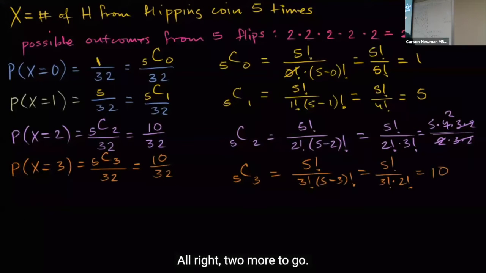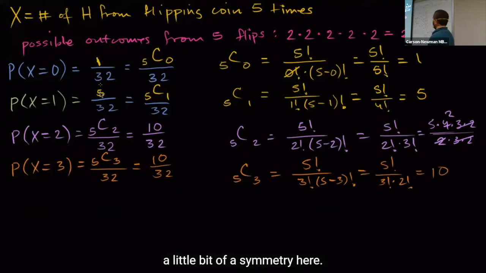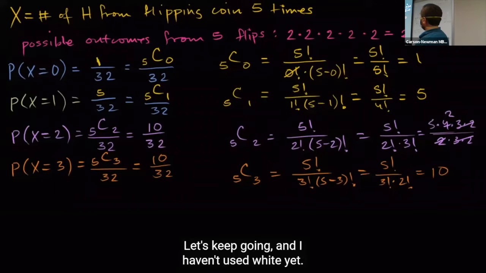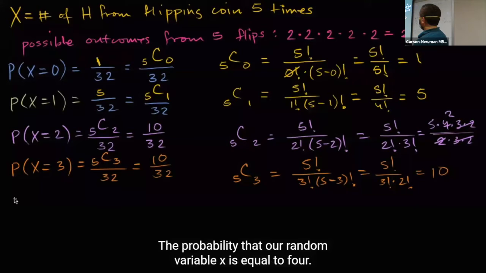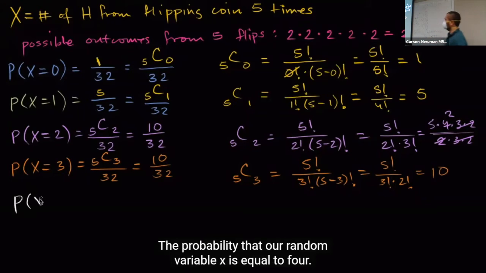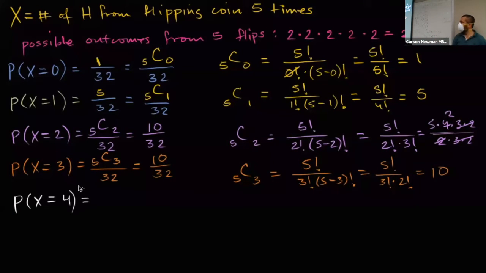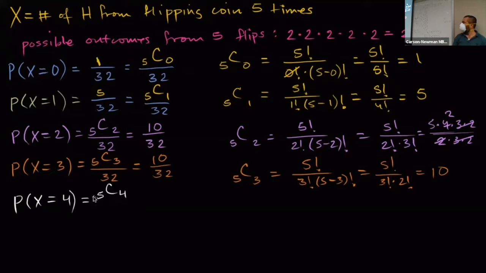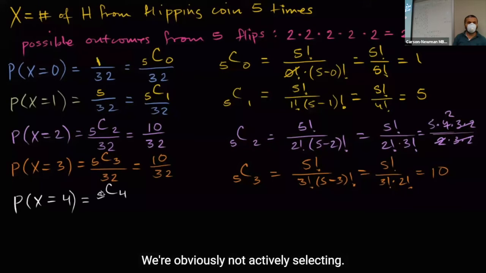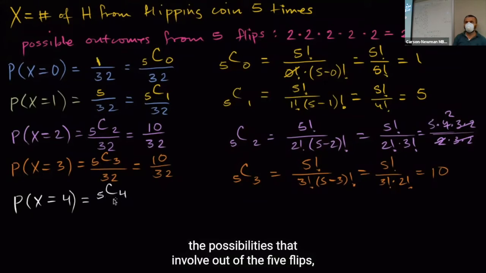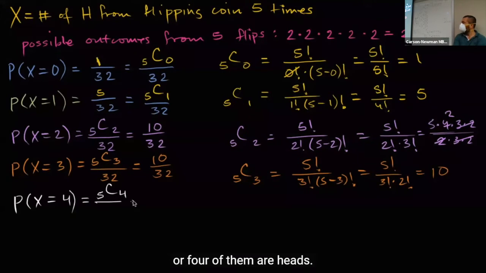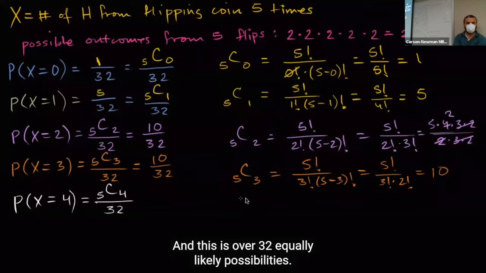All right, 2 more to go. And I think you're going to start seeing a little bit of symmetry here: 1, 5, 10, 10. Let's keep going in white. The probability that the random variable x is equal to 4. Well, out of our 5 flips, we want to figure out the possibilities in which 4 of them are heads. This is over 32 equally likely possibilities.